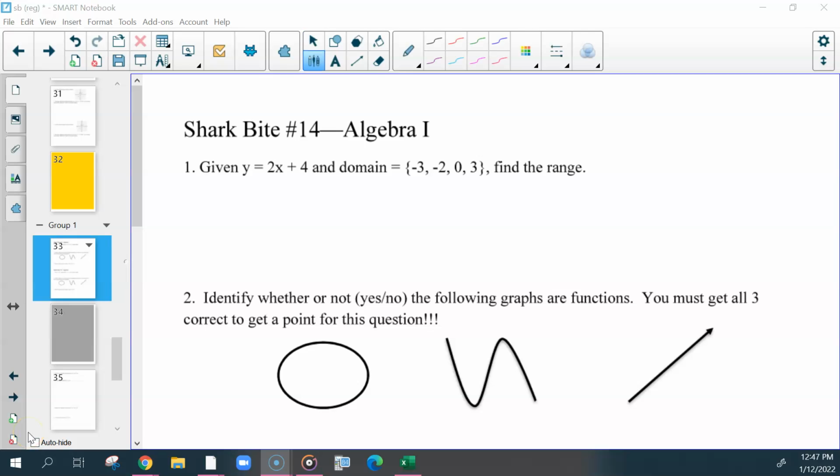Some of you have a different number 5 than everyone else. So I'm going to go over both number 5s because I don't know who has what.